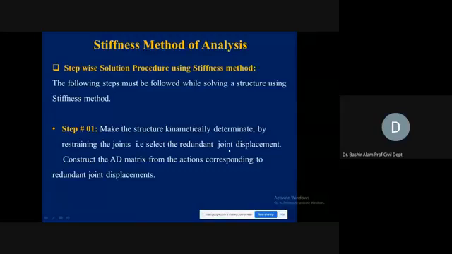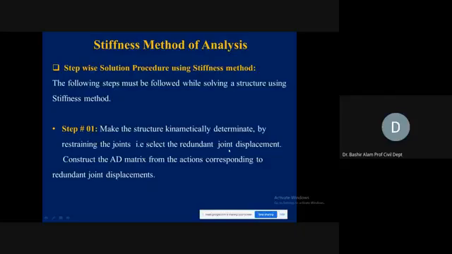Once we restrain the joint, now let's take example of the hinge support. तो hinge support पे आप क्या restrain करेंगे? आप rotation को restrain करेंगे। आपको rotation के corresponding आप देखेंगे कि वहां पे कोई moment तो नहीं लगा हुआ। If we have a moment there corresponding to that rotation, that is becoming your component of the AD matrix. So that way we construct our AD matrix from the actions corresponding to the redundant joint displacements.